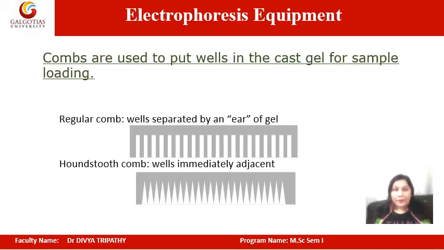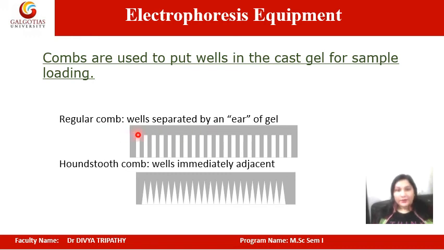The second component used in the electrophoresis equipment is the combs. These are somewhat similar to the combs that we use for the dressing of our hair. These combs are used to make grooves in the gel so that we can fill those grooves or wells with the sample mixture that has to be separated. There are two types of combs present for this purpose.